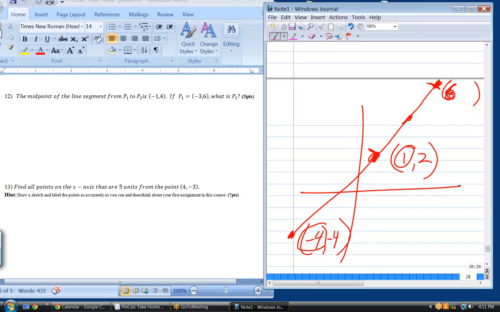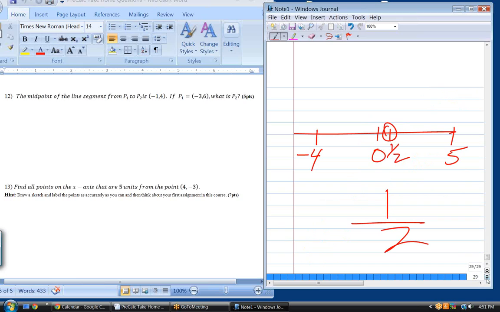Now notice that 1 is halfway between 6 and -4. That's always the key, the midpoint has to be halfway between each of the coordinates. It's just that when they give you the midpoint, it's a little harder to figure. Now what's the y coordinate? How far did I have to go on the y-axis, and was I going up or down? You're going up 6. Okay, so keep going another 6 in the same direction. What do you get? 8. That's the other endpoint.